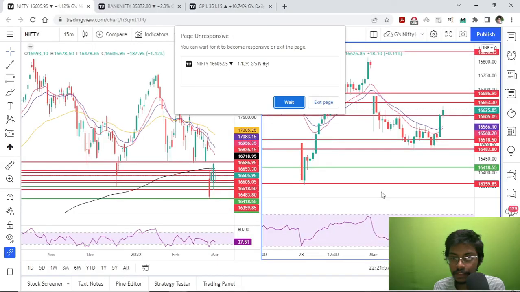Just give me a minute. Okay, so Nifty chart is here. So yesterday, like we discussed, basically we were in a pretty much range bound zone.